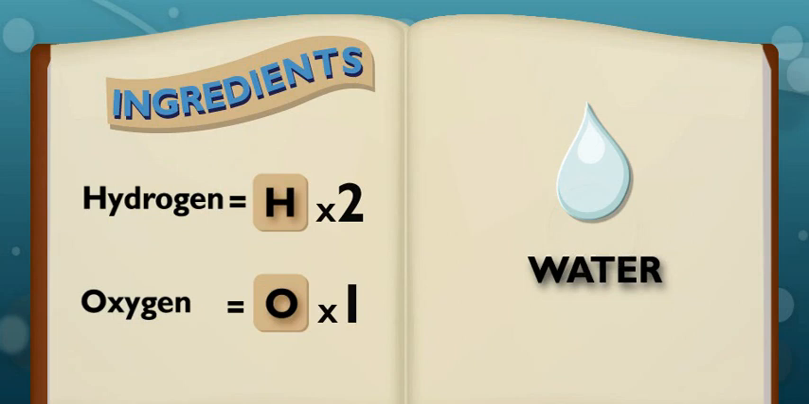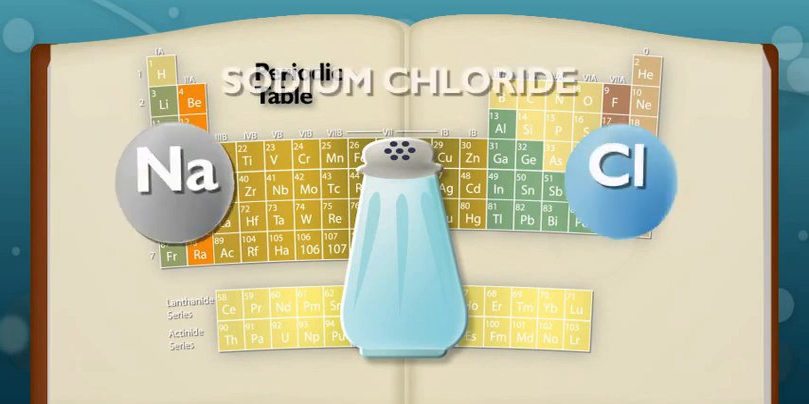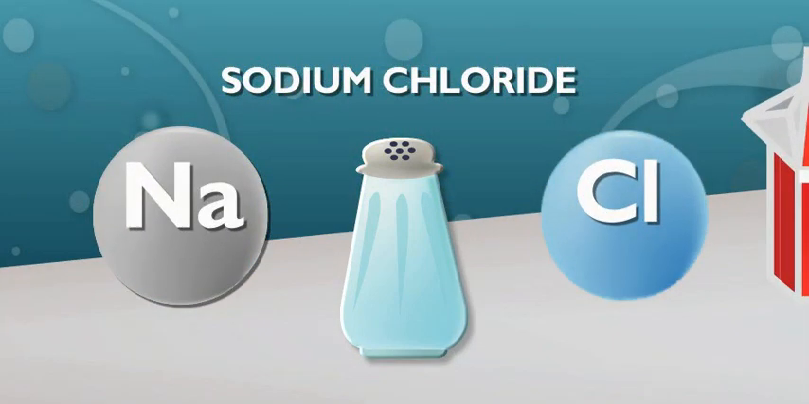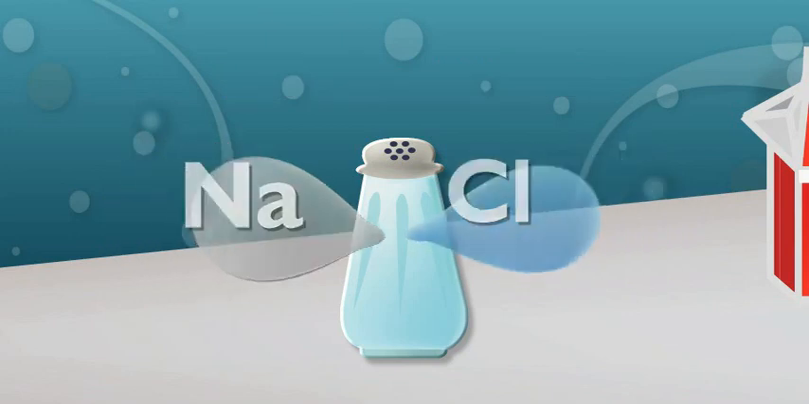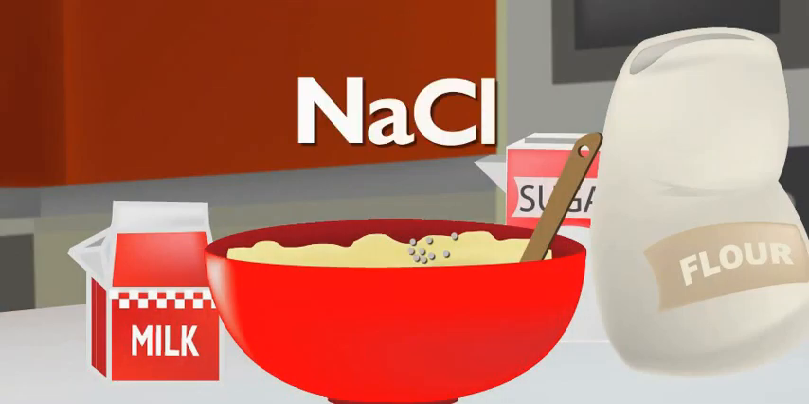Are there chemical formulas for everything? Every compound, yes. Salt is a compound, too. It's called sodium chloride because it's made from the elements sodium and chlorine. So its chemical formula shows the symbols for these 2 elements together. NaCl. Chemical formulas really are like recipes.